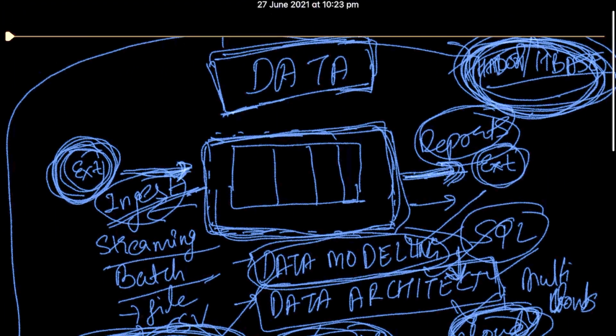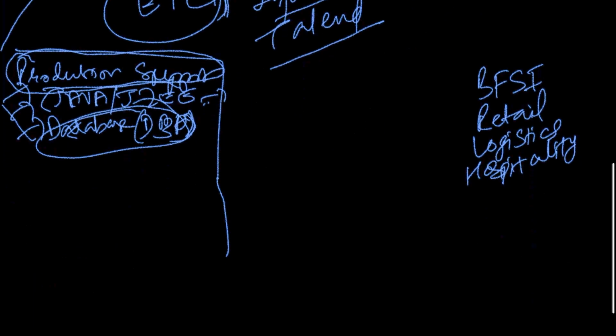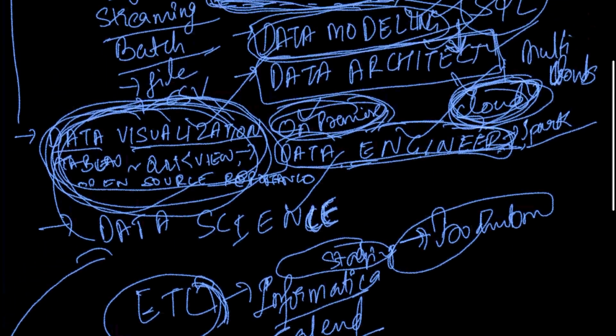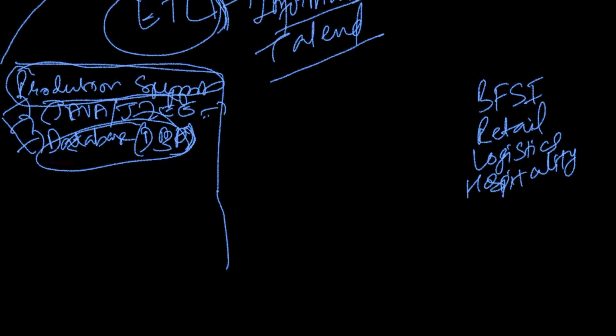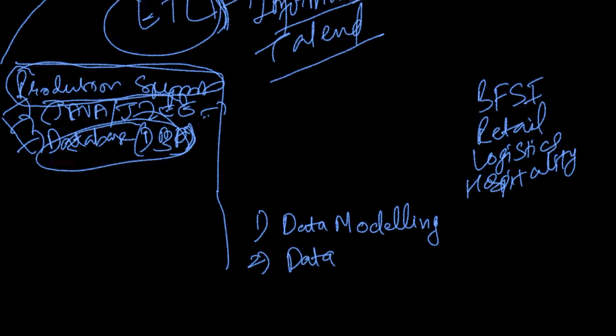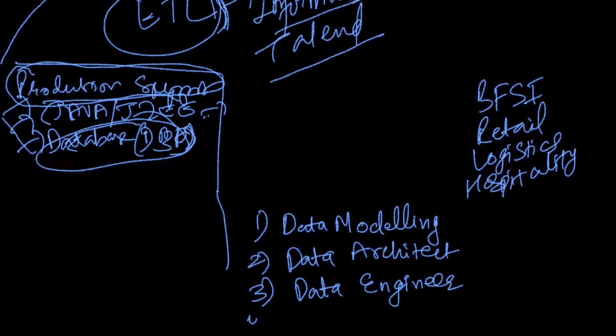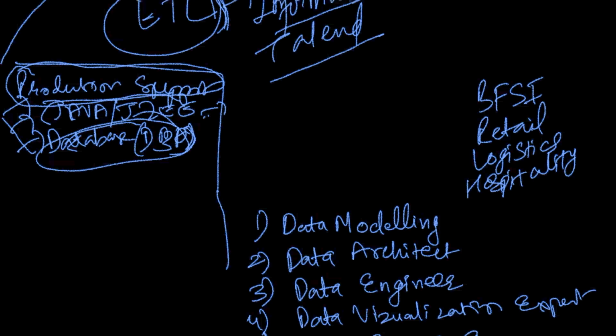So roughly, I'm going to list all of these once again for you, just in case you are interested in making a note of it. So the first stream was data modeling. The second stream was data architect. The third stream was data engineer. The fourth stream was data visualization expert. The fifth one is data science expert.